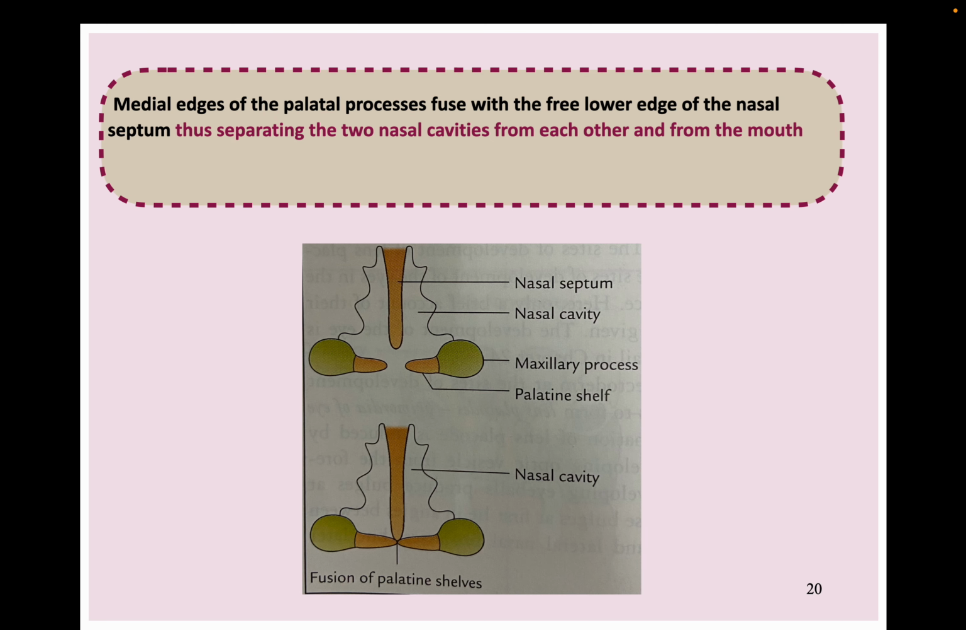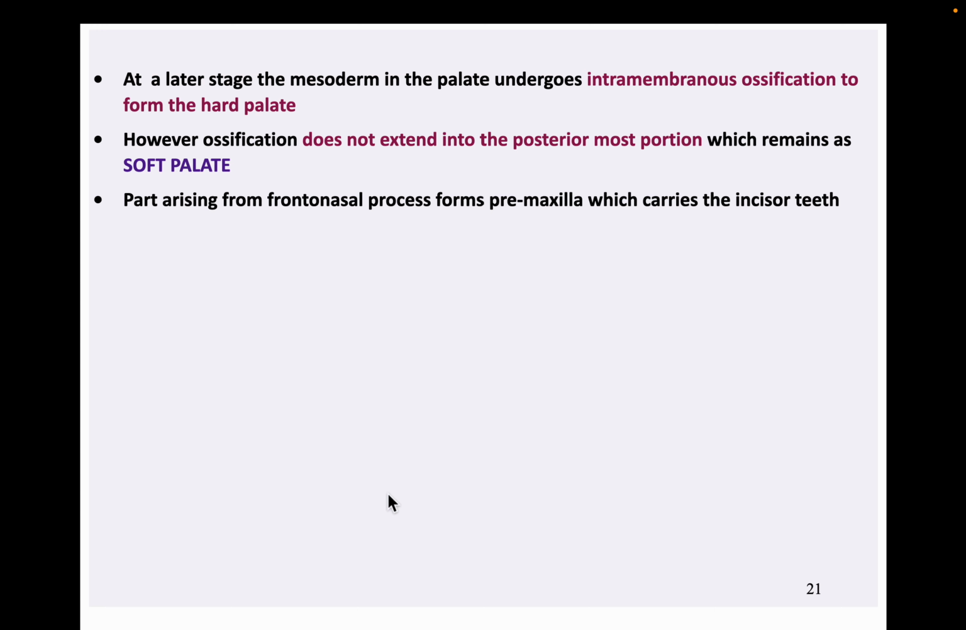Now the medial edges of the palatal processes fuse with the free lower edges of the nasal septum, thus separating the two nasal cavities from each other and from the mouth. You can see here. So this is the nasal septum. When these two palatal processes fuse with each other, they are fusing with the lower edge of the nasal septum, thereby separating the two nasal cavities.